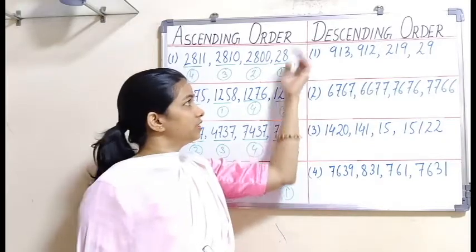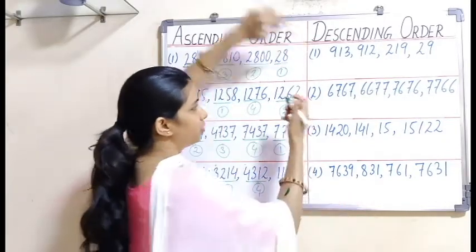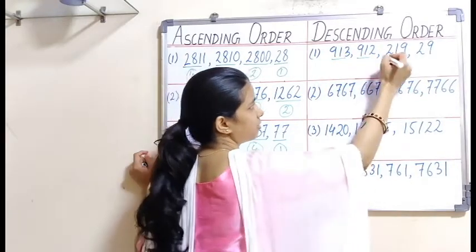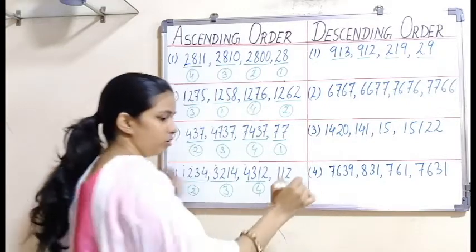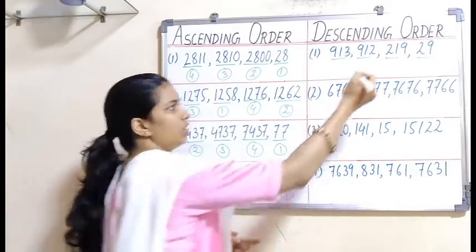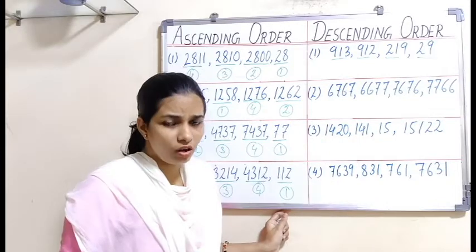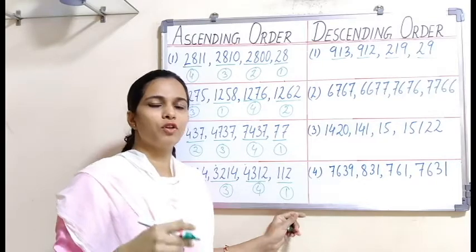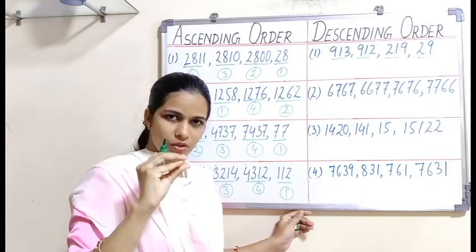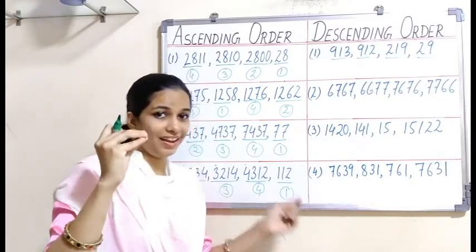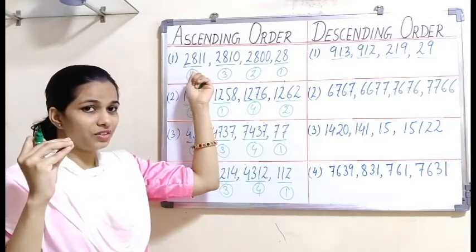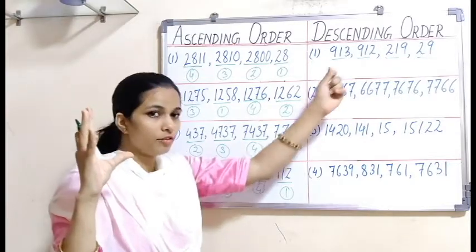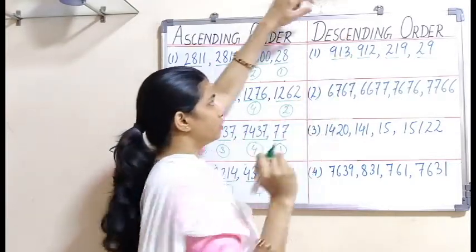Next case we have is descending order. In descending order, if we compare the numbers, we have a 3-digit number, 3-digit number, 3-digit number and a 2-digit number. Now in descending order, how are we going to arrange the numbers? We are going to arrange the numbers from bigger to smaller. In ascending order, what did we do? We arranged from smaller to bigger. So now from bigger to smaller, how do we arrange this?